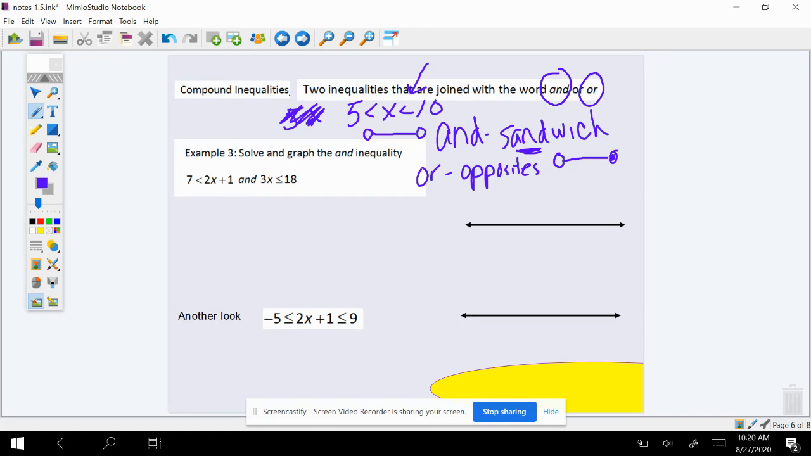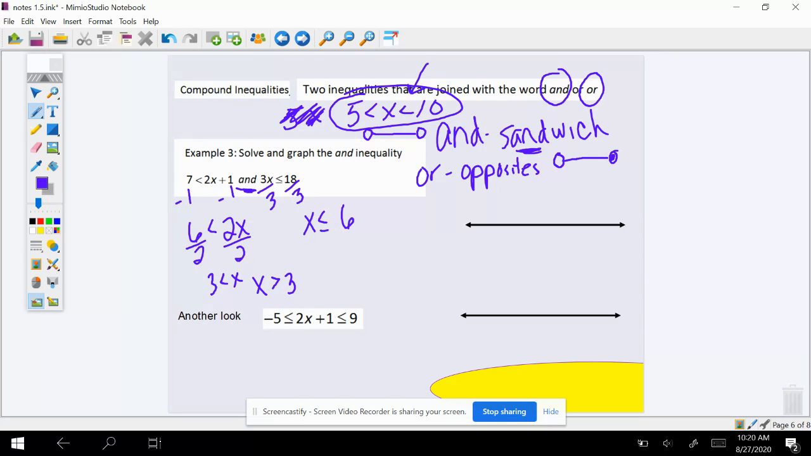So one way you'll see an and is you'll actually see the word and. The other way is going to be like I did up here where I wrote it all at once, which is actually a little simpler. But I'll show you both because I want to make sure you're comfortable. So I'm going to subtract 1 here. I'm just going to solve these like I did with the single ones. It's like two separate problems. So I'm going to divide by 2. So I have 3 is less than x. If you don't like it written like that, you could also write it as x is greater than 3. Means the same thing. And then for this one, I'm going to divide by 3. So I get x is less than or equal to 6.